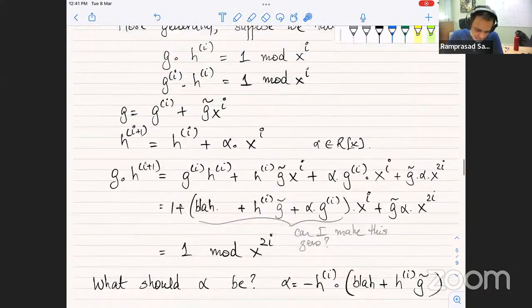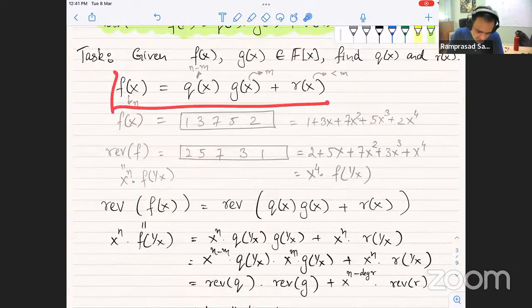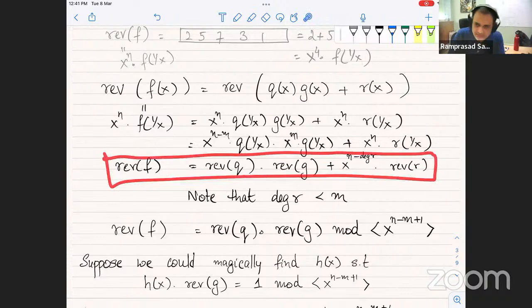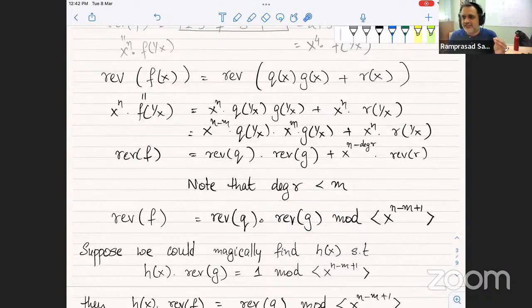Okay, so what we did previously was that we took this equation, reversed it and wrote it down. And the reversal became an equation of this form. So if I write reverse of f here, then this is the equation that we ended up with. These two are equivalent statements. And now, because this thing has a large power of x sticking along with it, we went modulo a suitable power of x so that that term doesn't bother us. And fortunately, the modulo did not hurt us in recovering q. Okay, so the task then became, if only I could invert reverse of g, then I'm done.